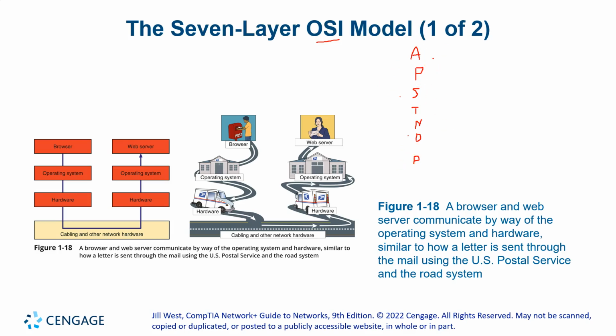I highly doubt they're going to ask you specifically to name the layers in order. More specifically, they're going to ask you what stuff runs at each layer. So we're going to touch on that stuff here as well. But application, presentation, session, transport, network, data link, and physical. Those are your 7 layers of the OSI model.